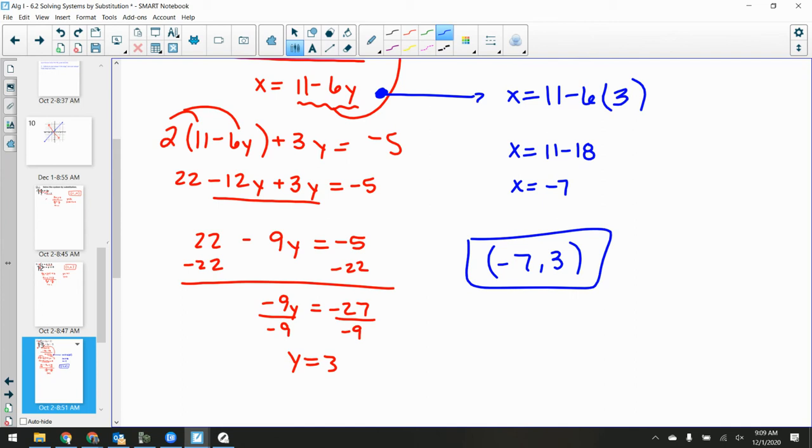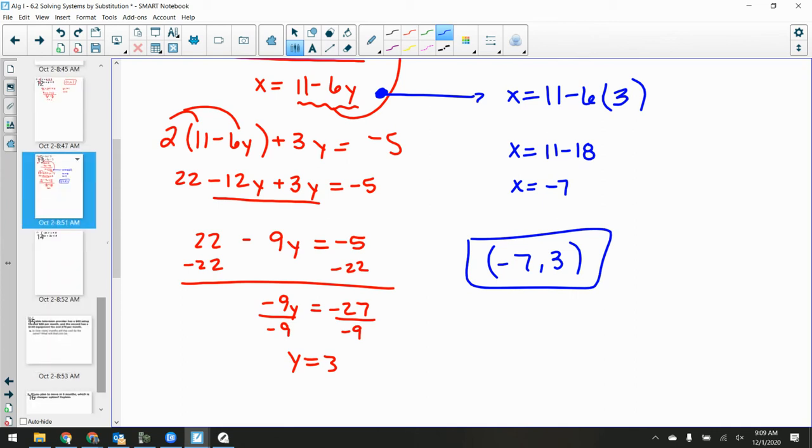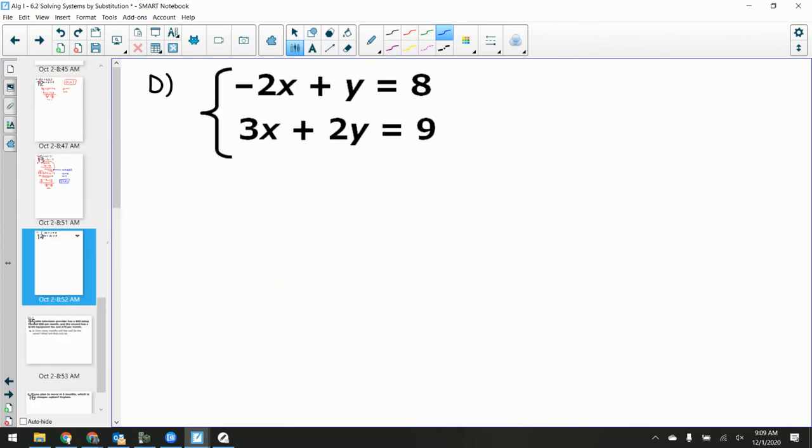That was a lot of work. I will tell you right now, that's probably one of the more difficult substitution problems, when neither of them are solved for. That's when it's the hardest it could possibly get for a substitution. Okay, let's do one more of those so we see how it looks.